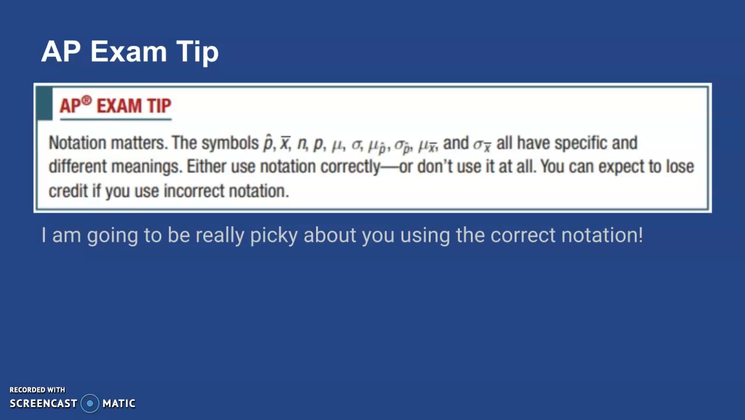Now, notation matters, and you'll notice there are a lot of symbols you've learned in this course so far. We've got p hat, x bar, n, p, mu, sigma, the mean for the p hats, the sigma for the p hats, the mean for the x bars, the sigma for the x bars. They all have specific and different meanings. So either use the notation correctly or don't use it at all. If you use it incorrectly, you can expect that you will lose points on the AP exam, and therefore I am going to be picky about how you use your notation.